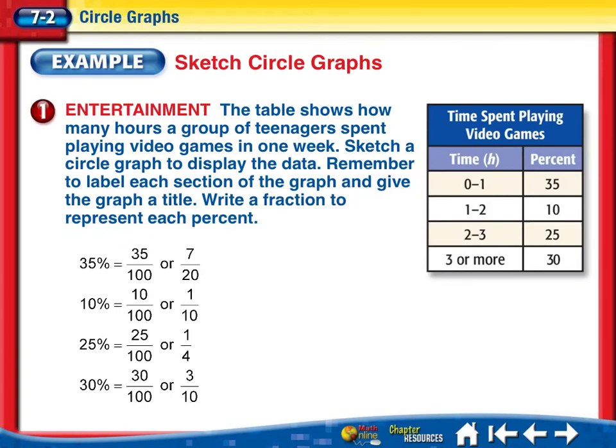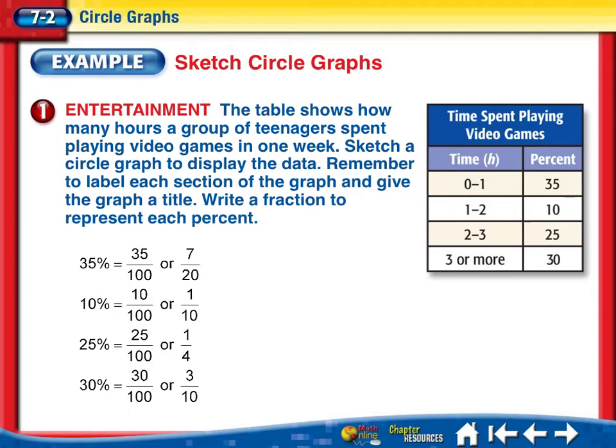All right, let's begin by looking at our first example. Entertainment. The table shows how many hours a group of teenagers spent playing video games in 1 week. Sketch a circle graph to display the data. Remember to label each section of the graph and give the graph a title. Write a fraction to represent each percent.